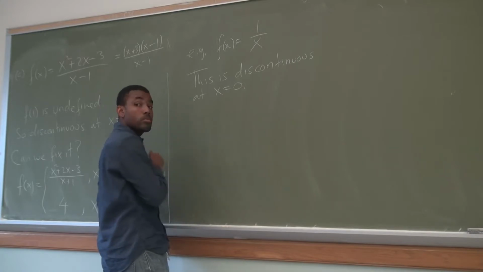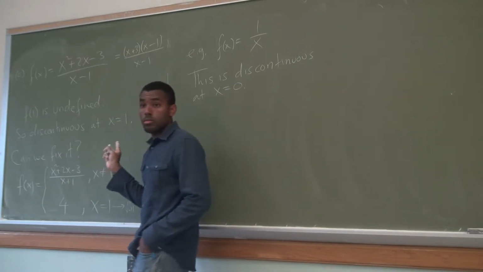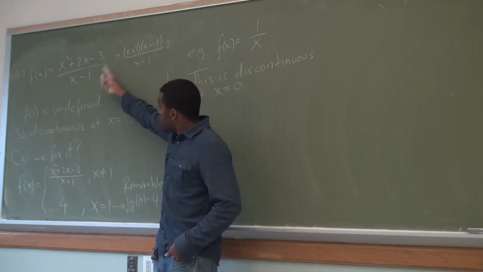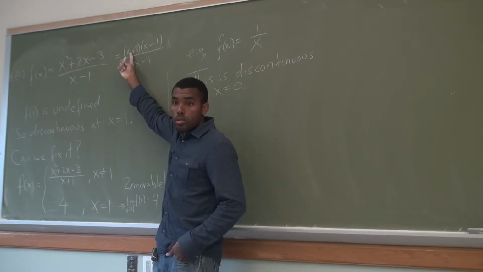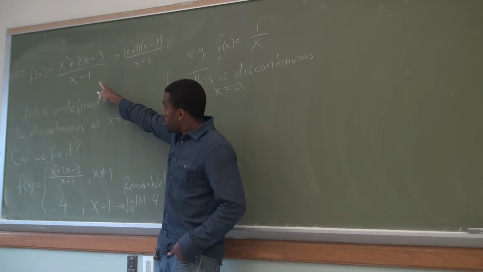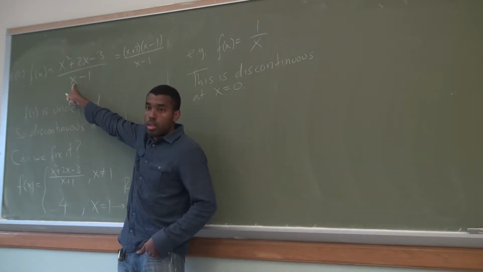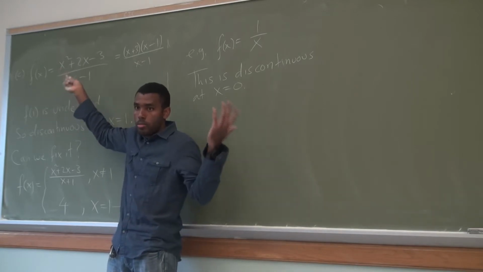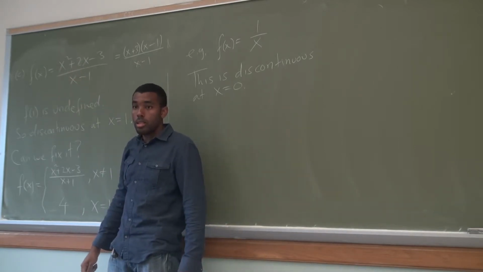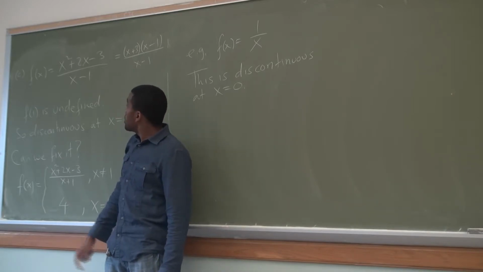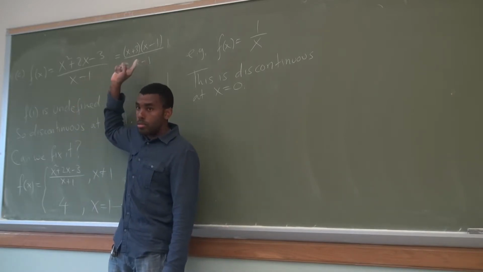Wait, for the last one, if I simplify this, I get x plus 3. And if I plug in 1, I would get 4. So why do you say it's undefined? It wasn't defined at 1, right? Because I couldn't actually plug in 1. If I plug in f of 1, I would divide by 0. Can't you simplify first and then plug in? If you're finding a limit, yes, but there was no limit.